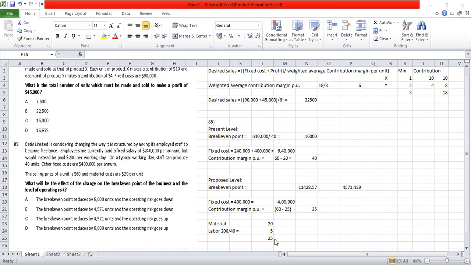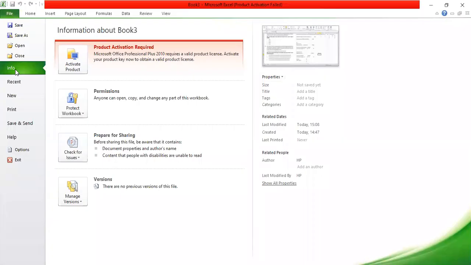Ma'am, if you don't mind, will you be able to save this Excel sheet? Yes, yes. Last class also I saved. I'm saving it now. Okay, thank you, ma'am.